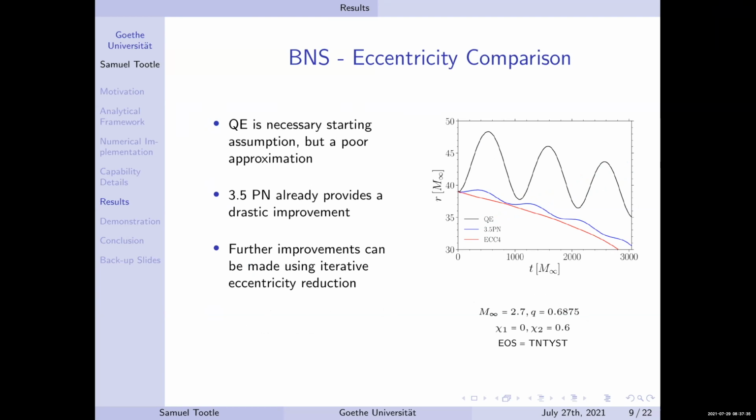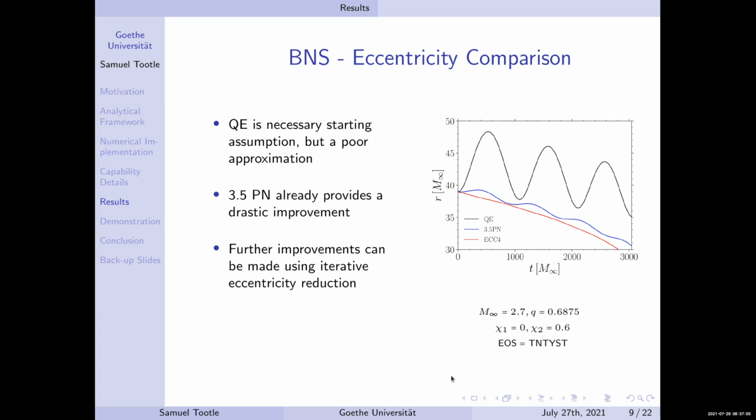Next, we showed a comparison of eccentricity reduction. This is an asymmetric BNS binary with very different spins. The smaller has an irrotational spin, and the larger has a spin of 0.6.